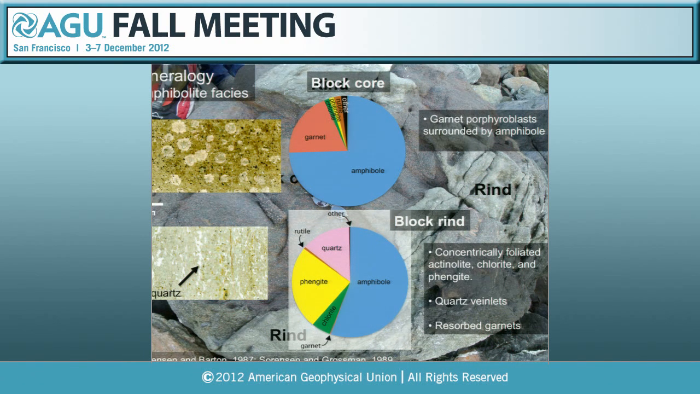That's parallel to the concentric foliation. And in this particular rind sample, we found resorbed garnets, and this gives us some information. We can compare the garnets from core to rind to try to learn about timing of different events.